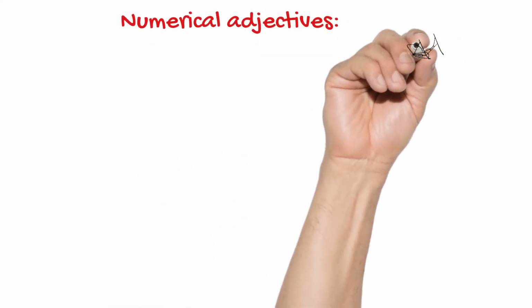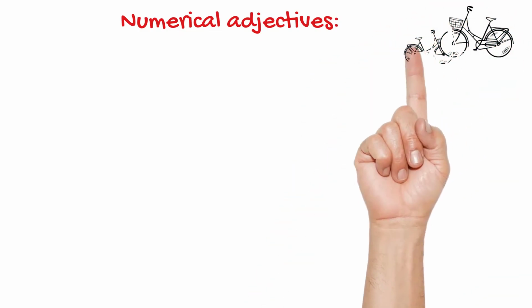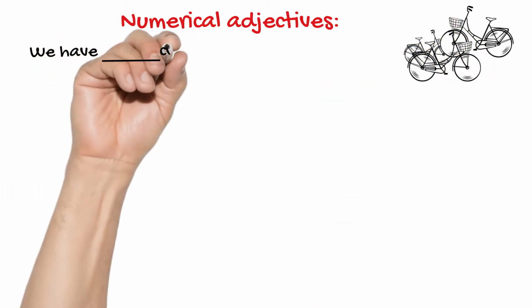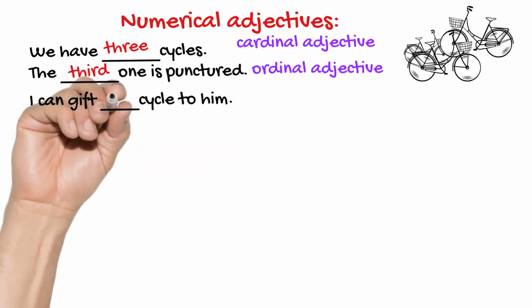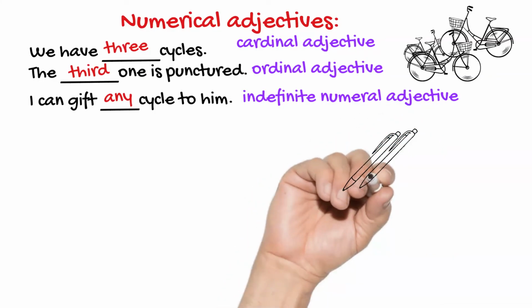Numerical adjectives. A numerical value used as an adjective is called a numerical adjective. That numerical value may be either cardinal, ordinal, or indefinite number. For example, we have 3 cycles. The third one is punctured. I can gift any cycle to him. In these examples, the highlighted words are numerical adjectives.